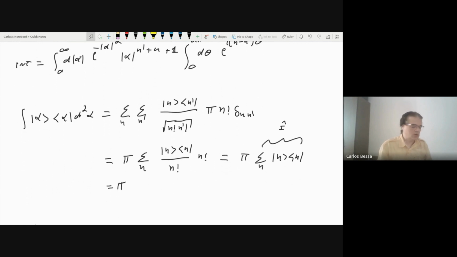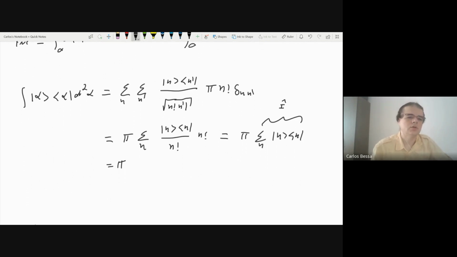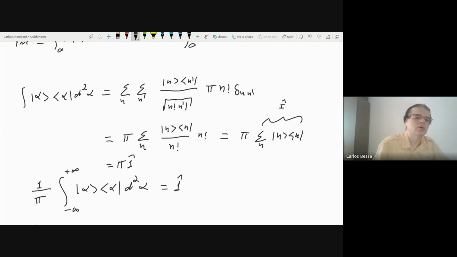And then, in fact, when we use the fact that these eigenfunctions are complete, the relation is 1 over pi, because there is the identity here. The integral of alpha d of alpha is equal to the identity, integrated from minus to plus infinity. And this is the completeness relation.